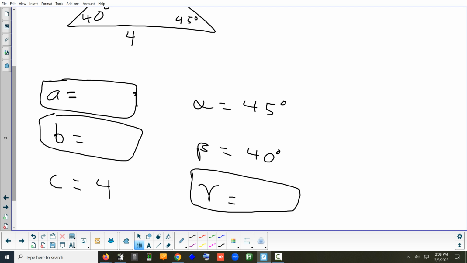What's my last angle going to be? 105. So 45 and 40 add up to 85. And what's 180 minus 85?